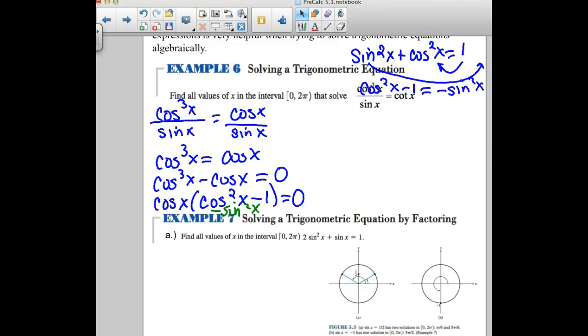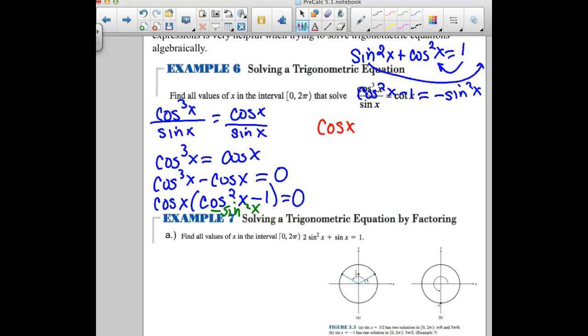Get that out of our way here. All right, so we've got it in factored form. We have it equal to 0, which means each of those factors could be 0. So I need to find where the cosine of x is equal to 0, and where negative sine squared of x is equal to 0.